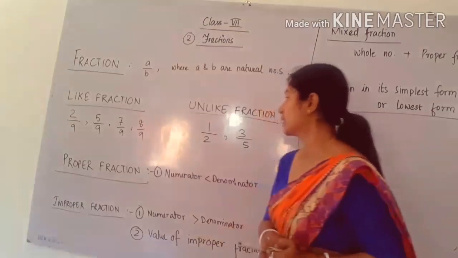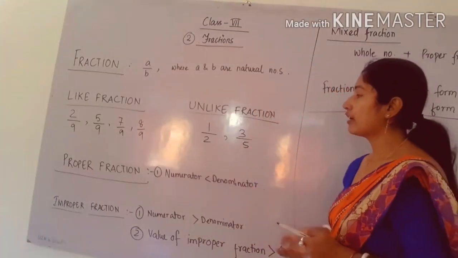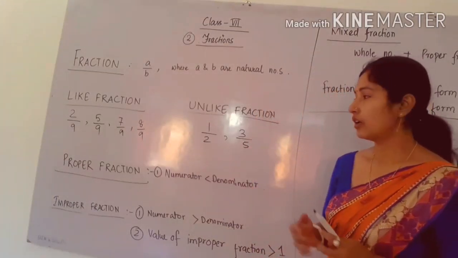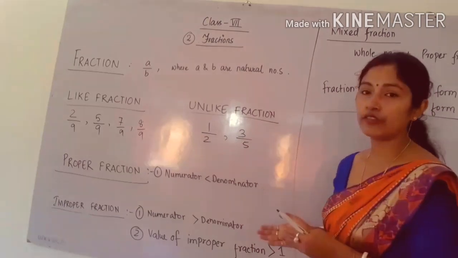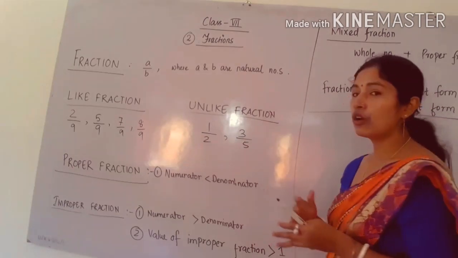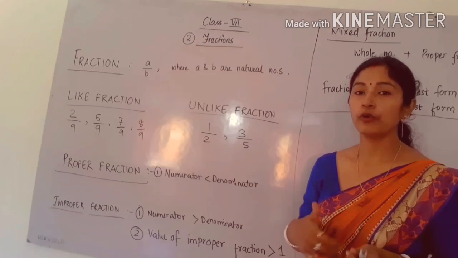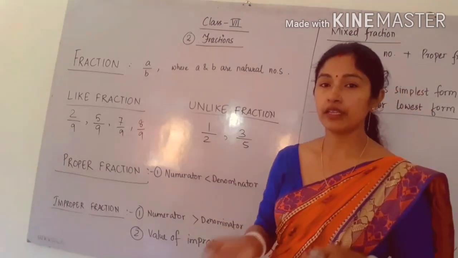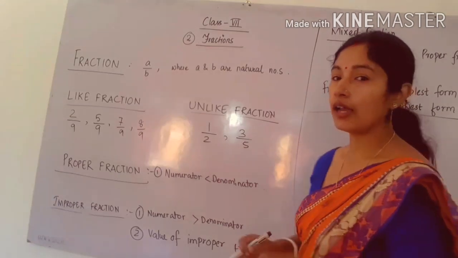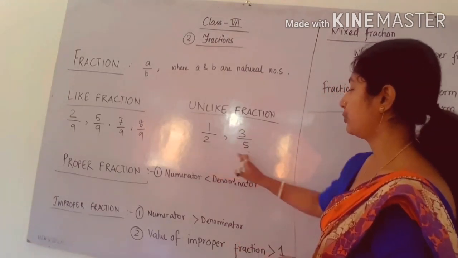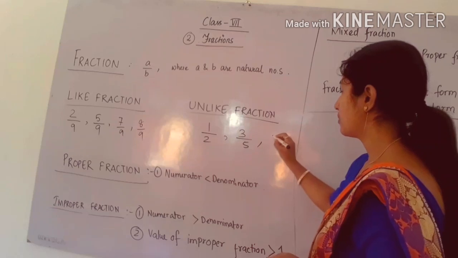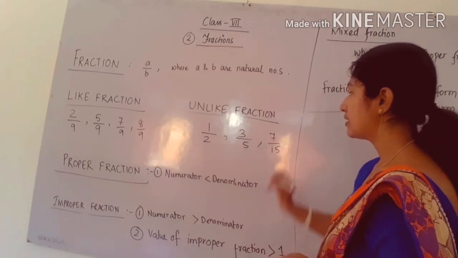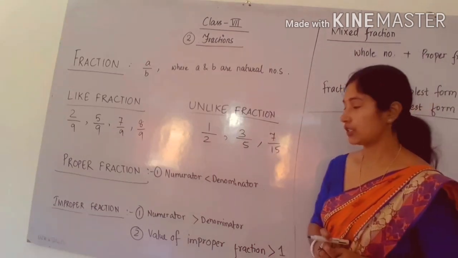In case of unlike fraction, it is just the opposite of like fraction. In this we also have to compare two or more fractions, but if the denominators are different, then that type of fraction is called unlike fraction. For example, 1 by 2, 3 by 5, suppose 7 by 15. These are some examples of unlike fraction.